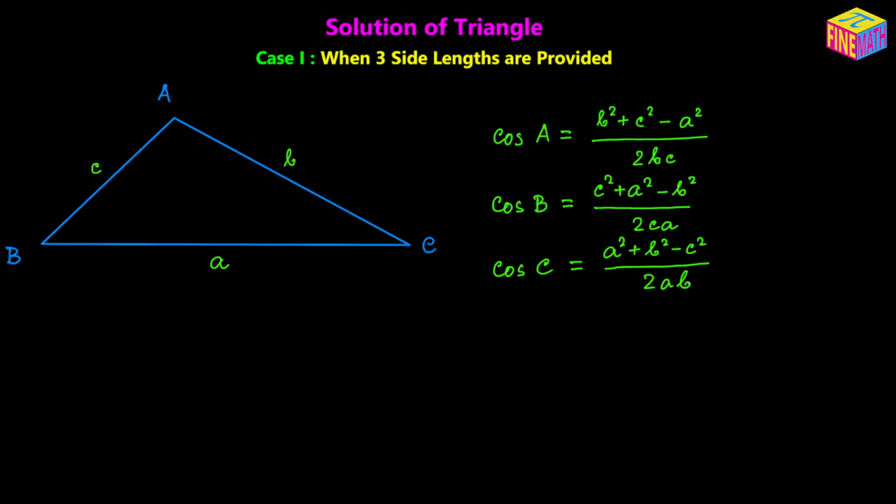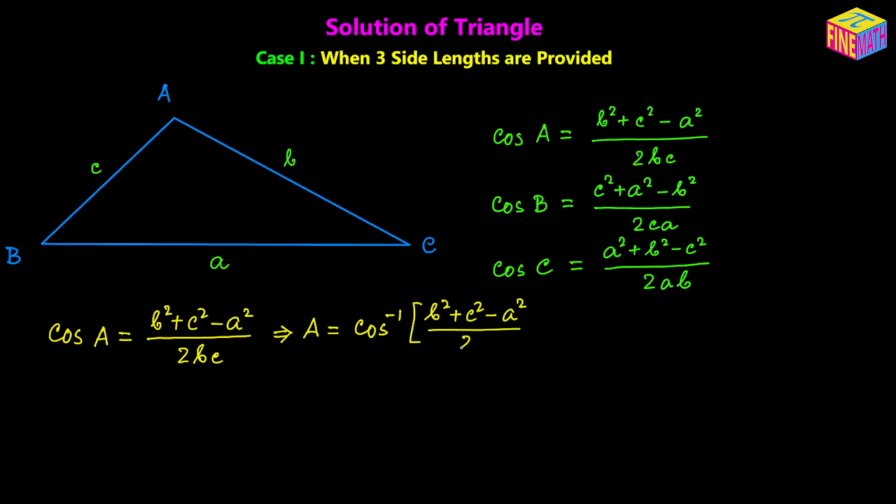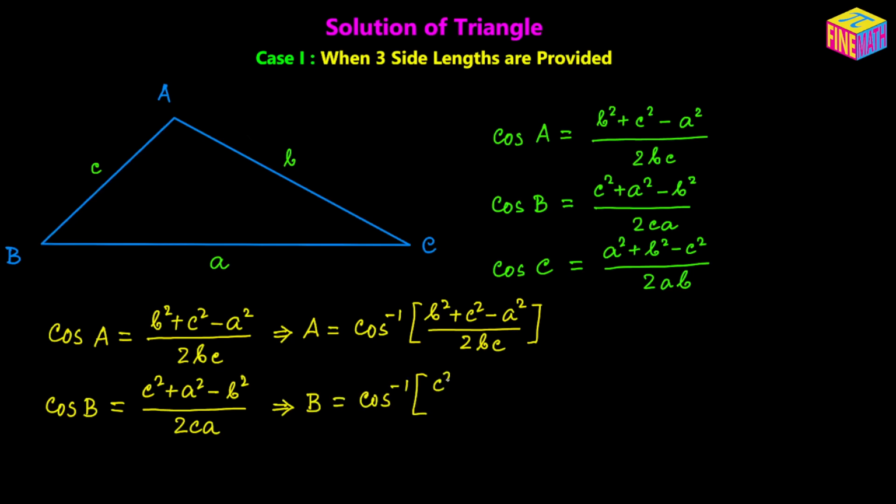Since we have been provided with the 3 side lengths, we can use the cosine law to find the angles. So now let's take the first one. We have cosine of A is equal to b squared plus c squared minus a squared over 2 times bc, and from here we can say that A will be equal to cosine inverse of b squared plus c squared minus a squared over 2 times bc. And that's exactly what we have to calculate. We have to find the value of the interior angle A. And similarly, from cosine B, we can say that B will be equal to cosine inverse of c squared plus a squared minus b squared over 2ca.